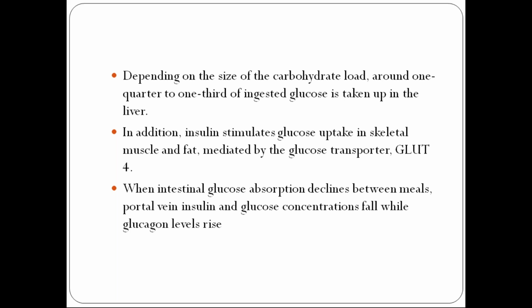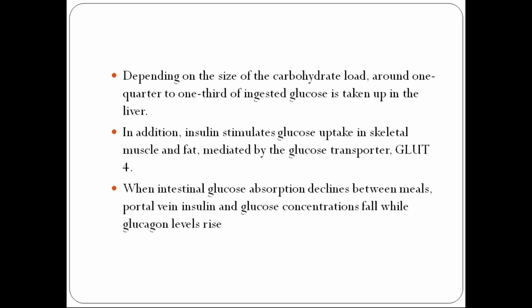Depending on the size of the carbohydrate load, only about one third of the initial glucose is taken up in the liver. That is, more than 33% of the carbohydrate content of the food is taken up by the liver. In the presence of insulin, as already discussed in the previous slide, insulin promotes glucose uptake in skeletal muscle and adipose tissue through the glucose transporter GLUT4.